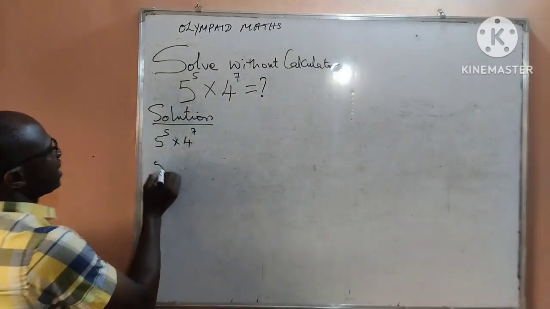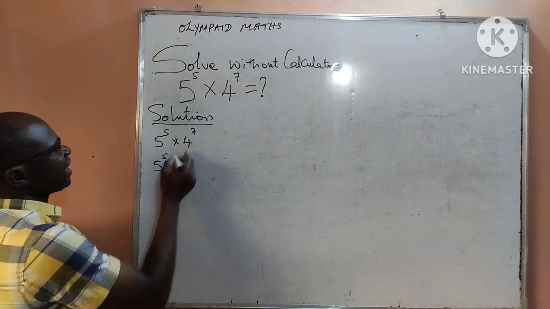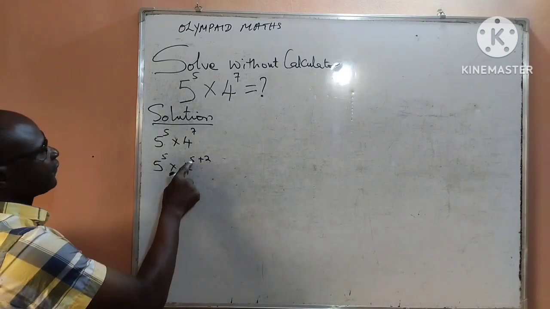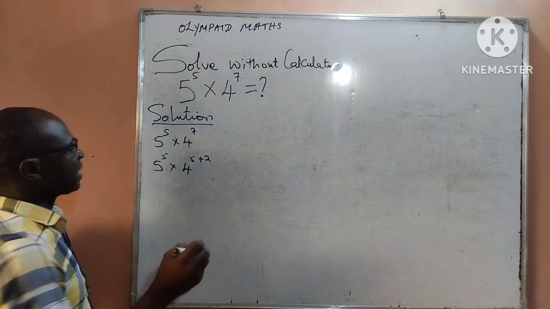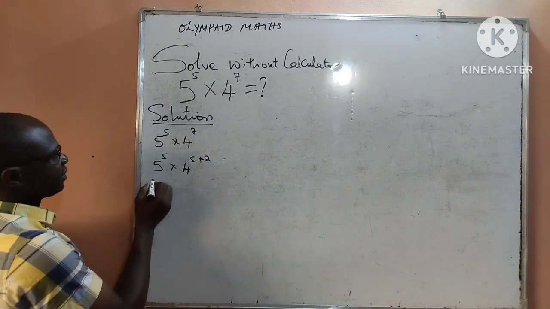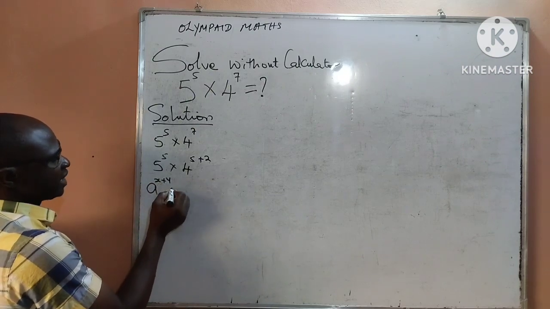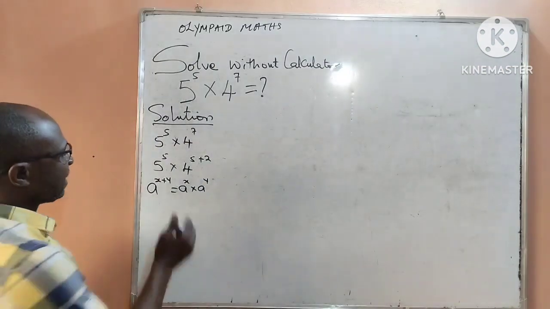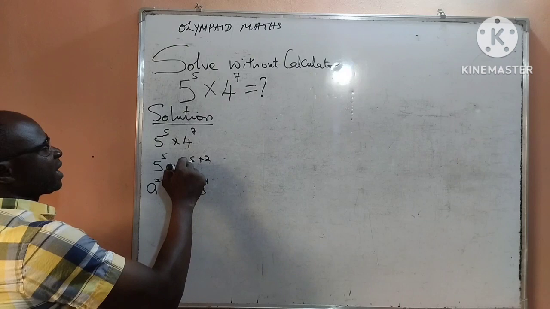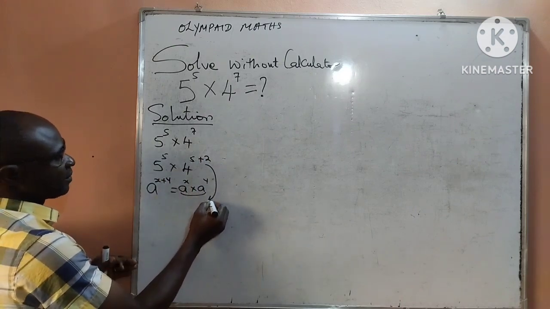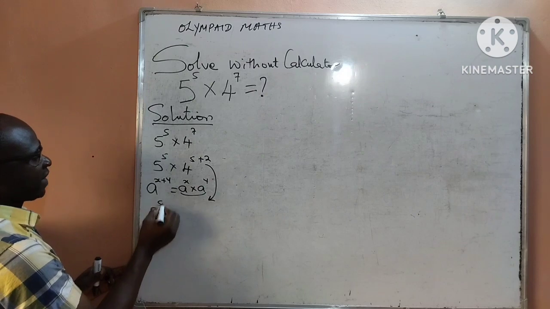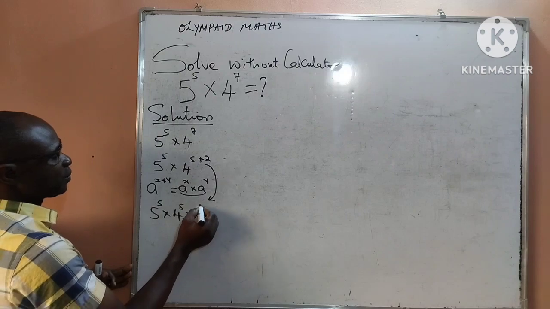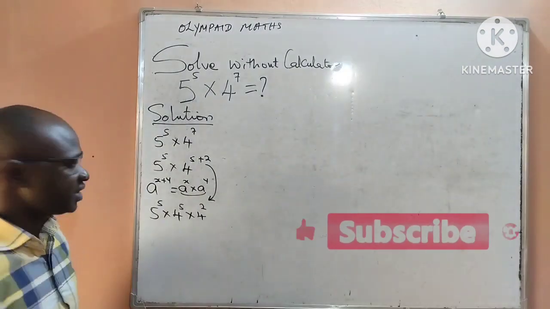To start with, I will write it like this. 5 raised to the power 5, then 4 raised to the power 5 plus 2, because 5 plus 2 is still 7. Now, in indices, a raised to the power x plus y is equal to a raised to the power x multiplied by a raised to the power y. I will apply this law now to this 4 raised to the power 5 plus 2, so that I will now get from here 5 raised to the power 5 multiplied by 4 raised to the power 5 multiplied by 4 raised to the power 2. So I have applied this law of indices.